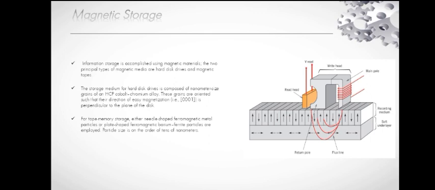On the other hand, tapes make physical contact with the heads during read and write operation. Tape velocities run as high as 10 meters per second. As noted previously, there are two principal types of magnetic media, which are the hard disk drives and the magnetic tapes, both of which we now briefly discuss.